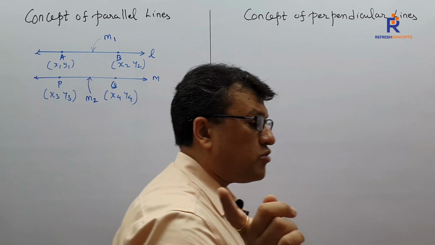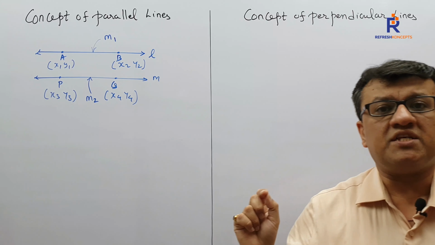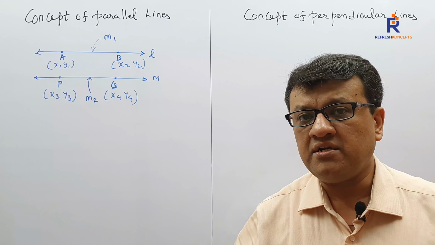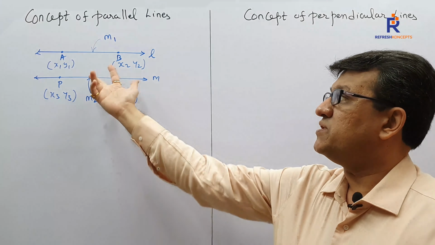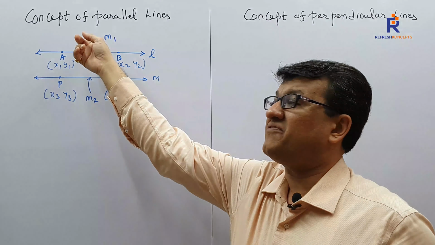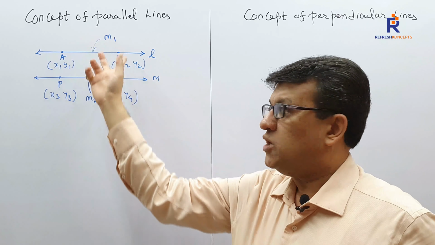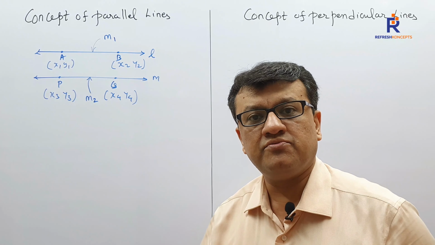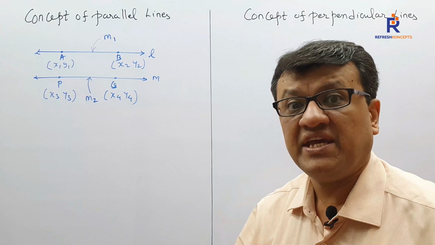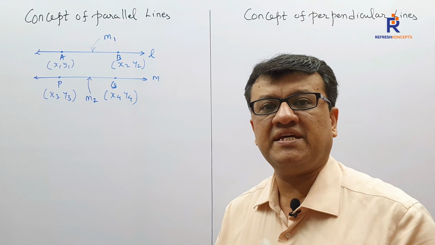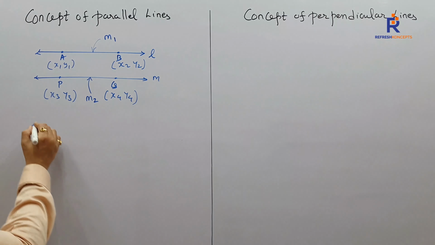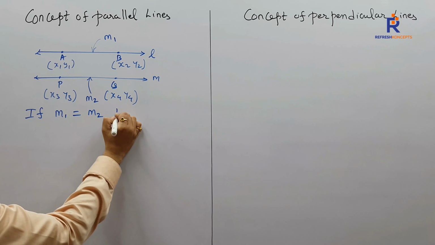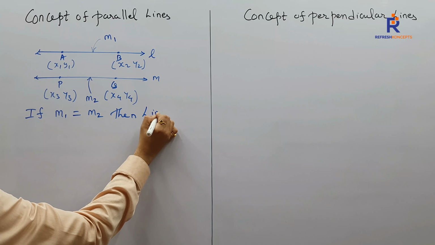I repeat what was given to us and what we have done. Given to us were line L and line M. We were supposed to find out whether the lines are parallel or not. What did we do? With the help of the coordinates given, we found out the slope of line L, which we designated as m1. With the help of the coordinates given, we found out the slope of line M and called it m2. Children, if m1 is equal to m2, then the lines are parallel.